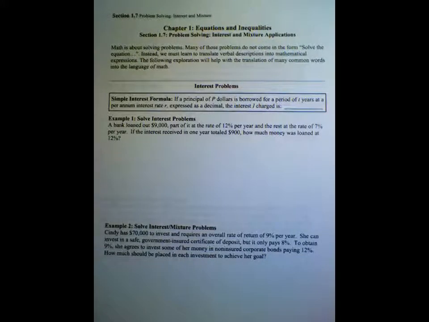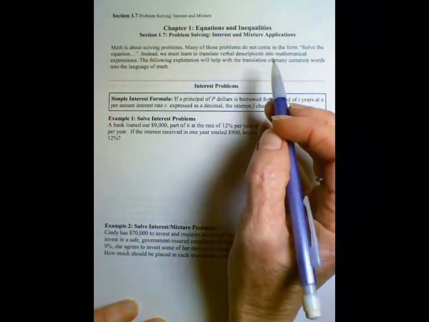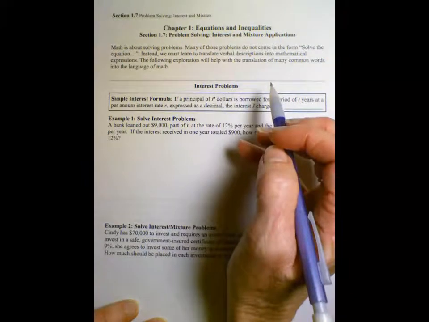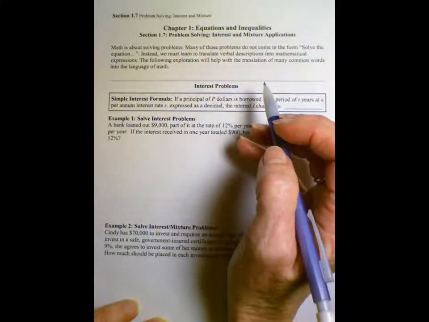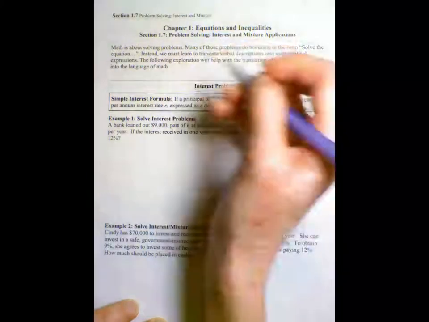In our last section of Chapter 1 on equations and inequalities, we're going to look at Section 1.7 on problem solving. These are application problems specifically on the topics of interest and mixture. So math is all about solving problems, and the process that we use when we use variables to represent quantities and then find relationships that involve those variables, that's what we call mathematical modeling.